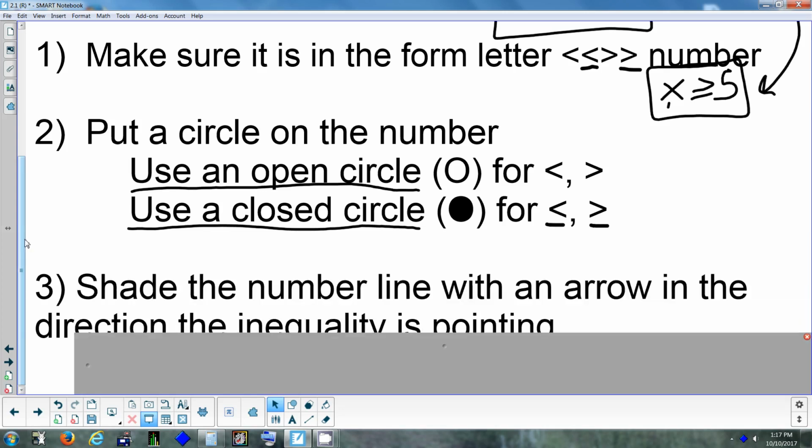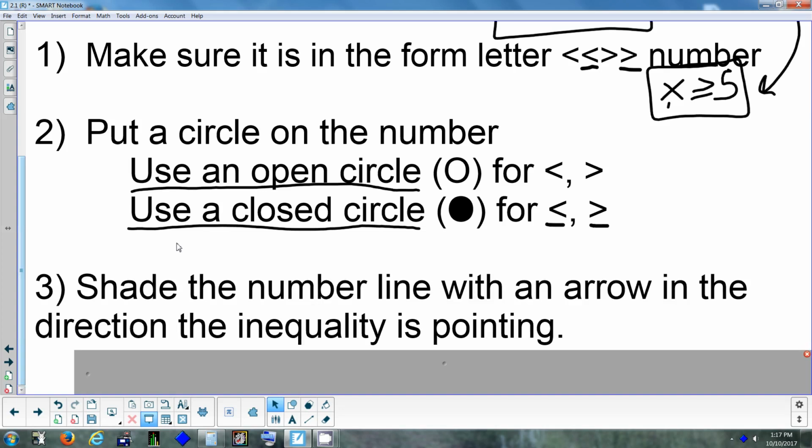Last thing, shade the number line with an arrow in the direction the inequality is pointing. So basically what that means is whatever direction the arrowhead or the inequality sign is pointing in, you want to draw a line connected from your circle in that direction, whatever way it's going.